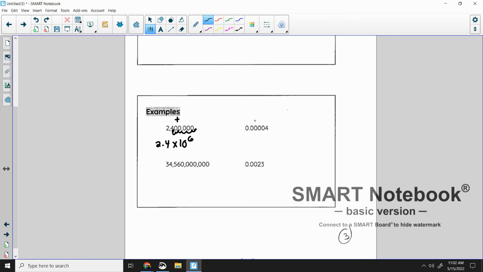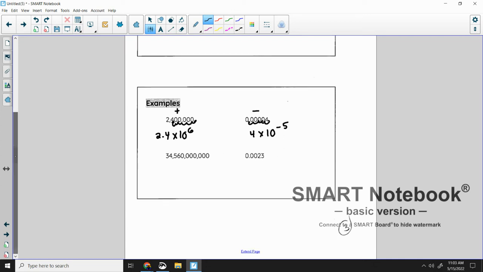This next one's a small number, so it's going to have a negative exponent. Let's move my decimal until I get a number between 1 and 10. 1, 2, 3, 4, 5. I had to move it 5 times to get a number between 1 and 10. And because it's a small decimal, it's negative 5.